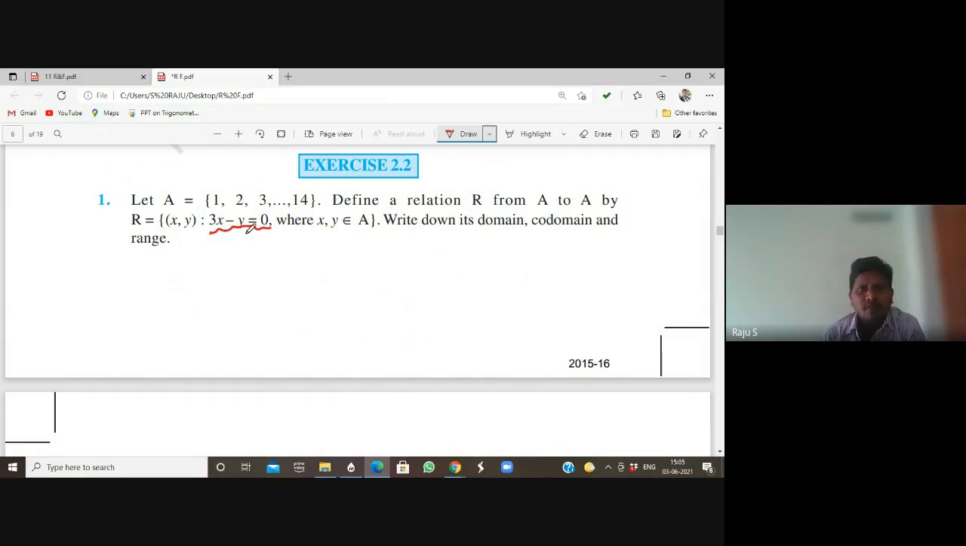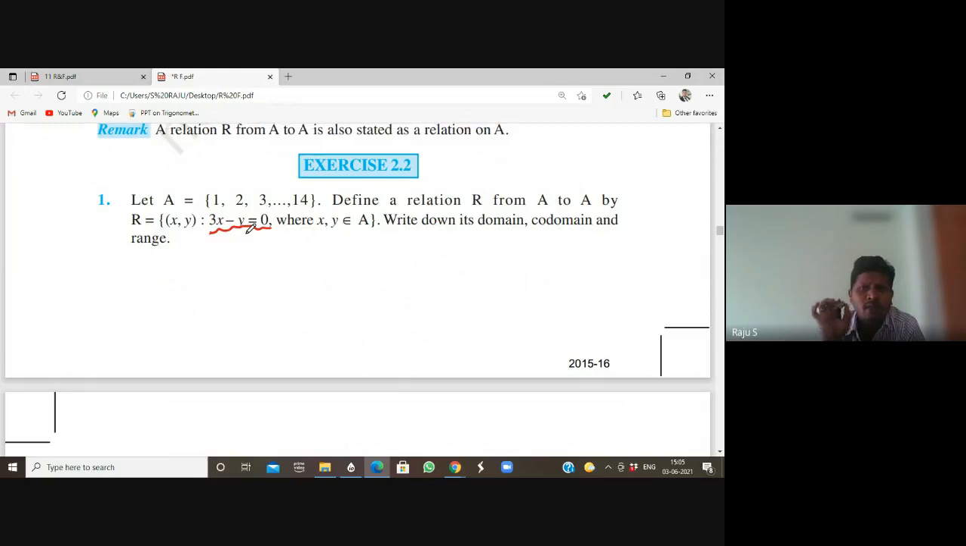Whenever you want to find the domain, codomain, and range, remember one important point: you should write the given relation in roster form. They have given the set builder form, some statement is given here: x comma y such that 3x minus y is equal to 0. They define the relation from A to A. R is a relation from A to A. It can be written as y is equal to 3x.